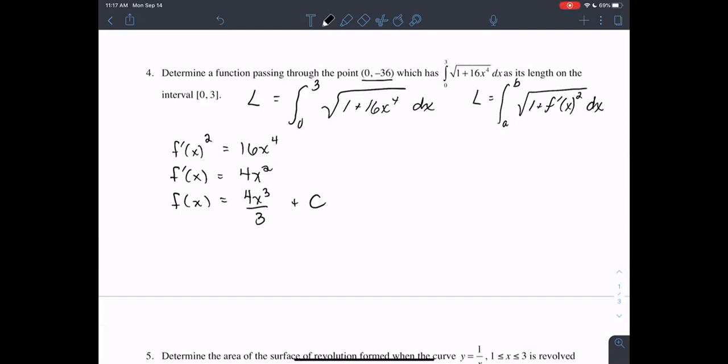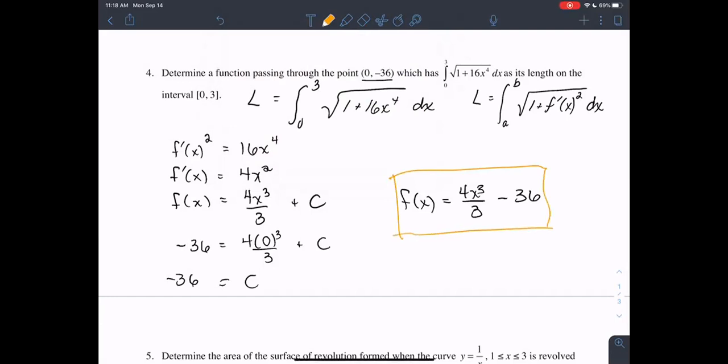I do need it, because I said this thing has to pass through the point 0, negative 36. Thanks, Aaron. Just plug the point in. So f of x is negative 36 when x is 0. So my c is negative 36. And now I have my function. It's 4x cubed over 3 minus 36. And you can double check this because you can now go in the opposite direction. Figure out f prime, you should get 4x squared. Square it, you'll get 16x to the fourth, and then you'll have your integral set up. So that's kind of a nice problem, and maybe not as daunting as it might have appeared at first.